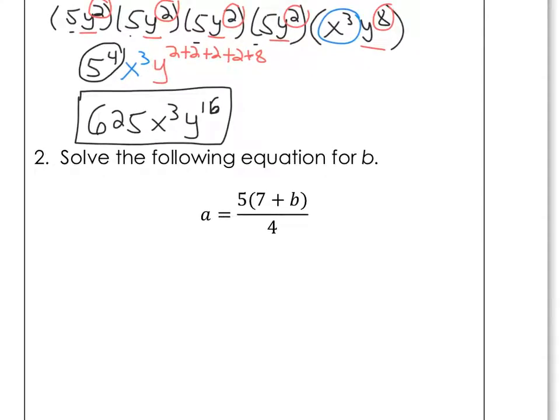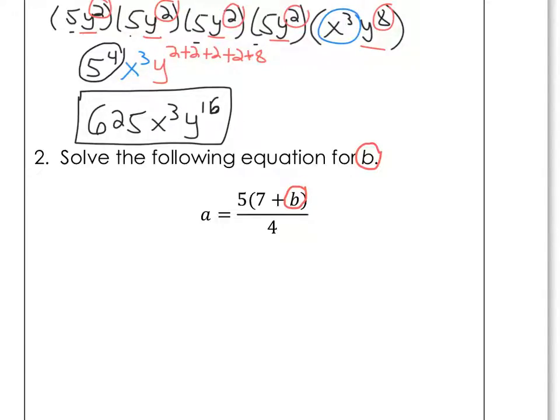We need to solve the equation for b. Something that might help you out is to take this letter b here and circle all the b's that are in your problem. In this case, there's only 1. So we just have to get all of this other junk over to the a.